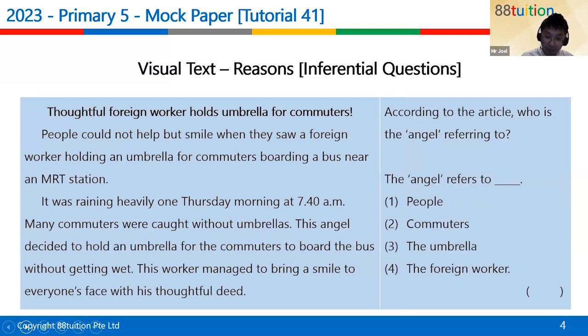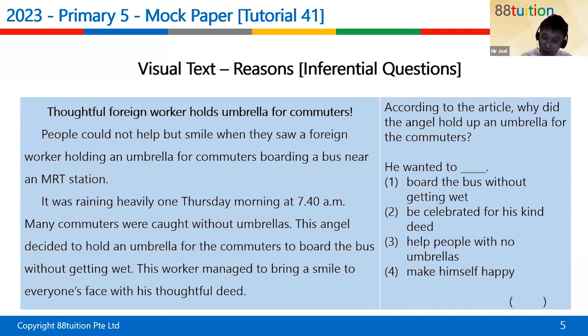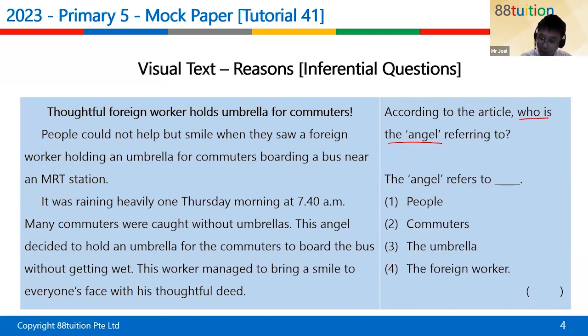So here's an inferential question that is asking for a reason. Over here, who is the angel referring to? Okay, so obviously, if we read this passage carefully, we would know that the angel is referring to the foreign worker, right? So we know what the whole situation is because we've read the passage carefully. So the answer is definitely 4 over here, right?